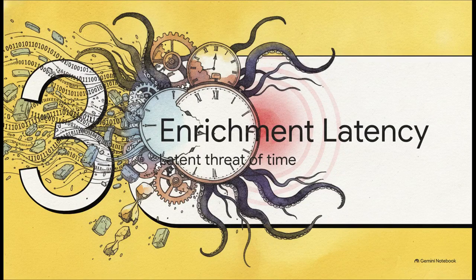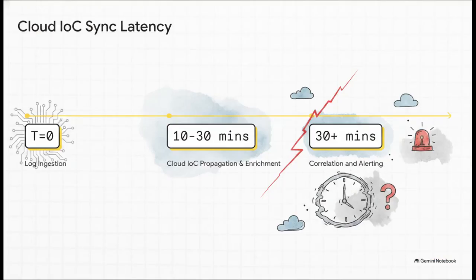All right, Section 3, Enrichment Latency and Timing. Time is a huge factor here. If we check out Datadog's threat intelligence documentation, they point out that when you bring your own indicators of compromise down from the cloud, it can take 10 to 30 minutes for those changes to propagate and actually enrich the logs. So if your detection rule fires in real time, but the threat intel takes 20 minutes to sync, the correlation completely breaks down.